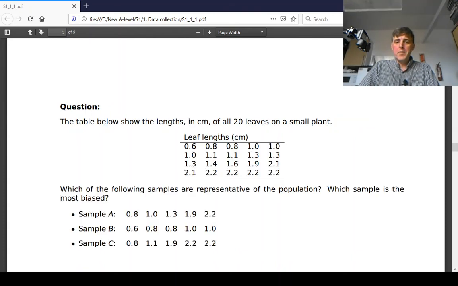So here you go. Have a look at this question here. I've got a set of data here, and then we've got a very small population, only 20 items of data in our population, but I've taken 3 samples there. I'd like you to consider whether each of those samples are indeed representative of the whole population, and whether any of them are indeed biased.